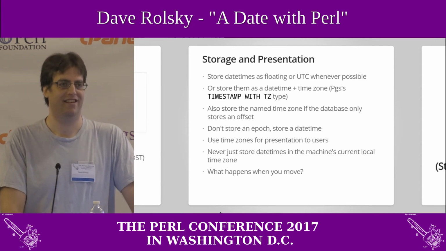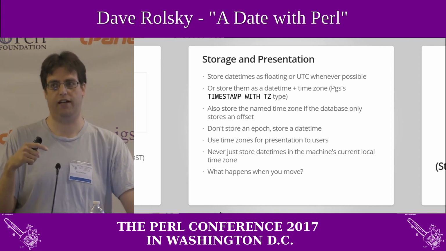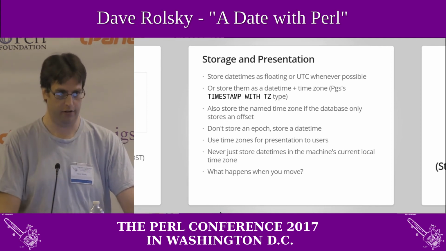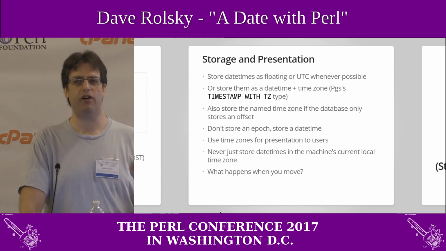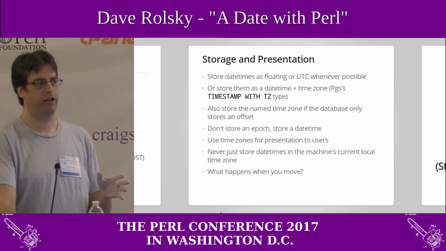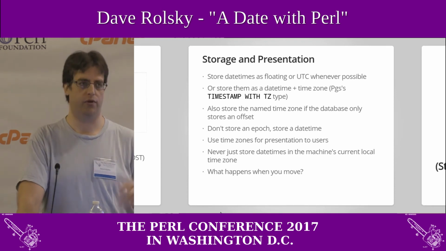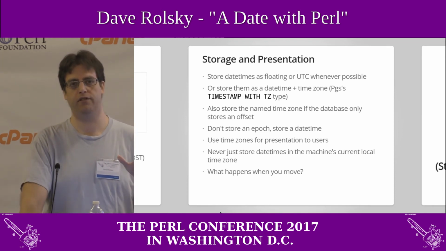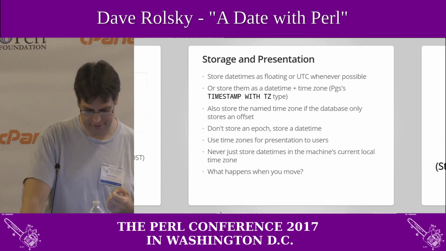So you should create a date column and a time with TZ column, because time with TZ does store the offset. Of course, as I pointed out, just storing the offset may not be sufficient anyway. I wouldn't be surprised if there's a Postgres extension that handles some of this. I haven't looked. Another recommendation, don't store the epoch. It's a similar problem of losing information. Store the datetime. Use the time zones for presentation to users. So you store it in UTC, and then whatever your user has configured their local time zone to be, you can present it to them that way.